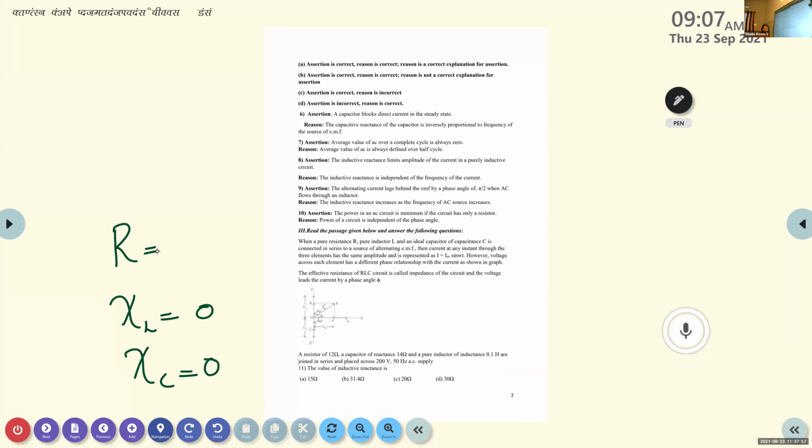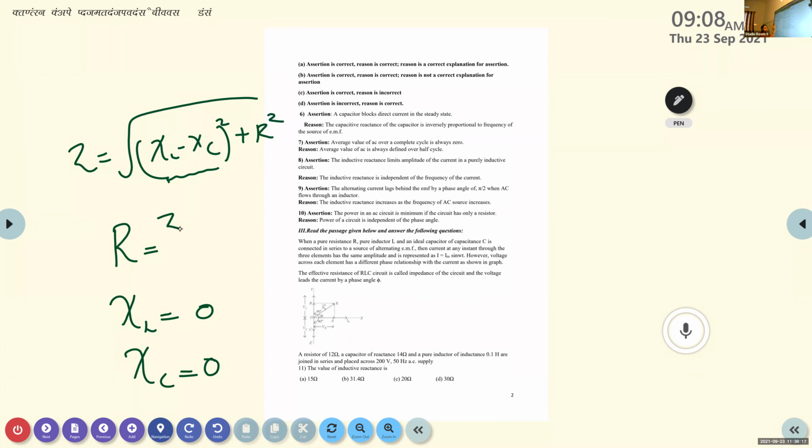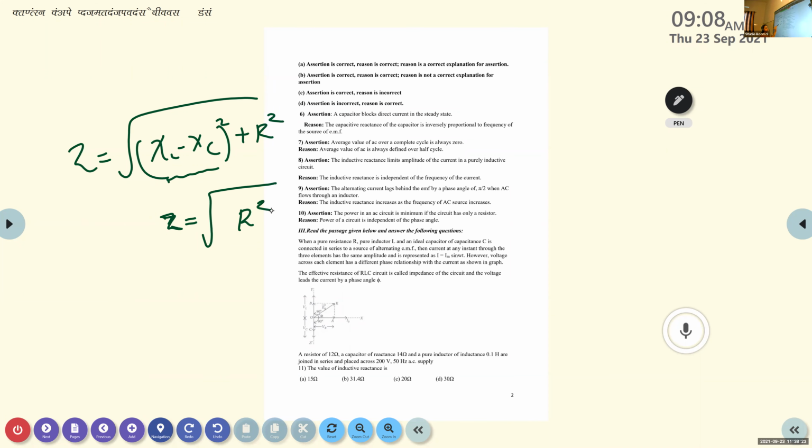What about the impedance? What do you mean by impedance? The total resistance offered by the circuit is known as impedance. And impedance is Z equal to root of (X_L minus X_C) the whole square plus R square. If X_L is equal to 0 and X_C is equal to 0, we have Z equal to root of R square, or we can write Z is equal to R. The circuit purely behaves like a resistive circuit. Here, the resistance offered by the inductor and capacitor is cancelled, so it is equal to 0. Then what about the power?